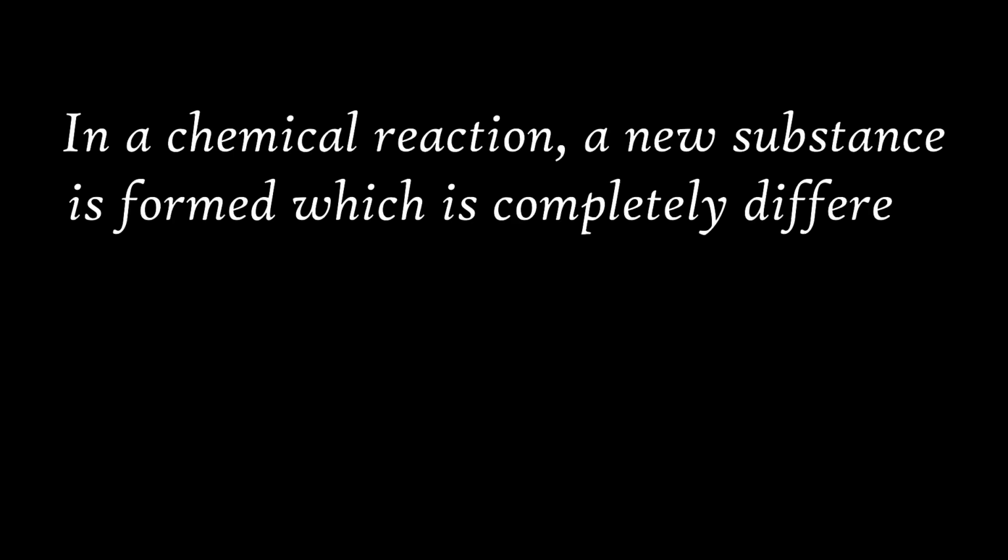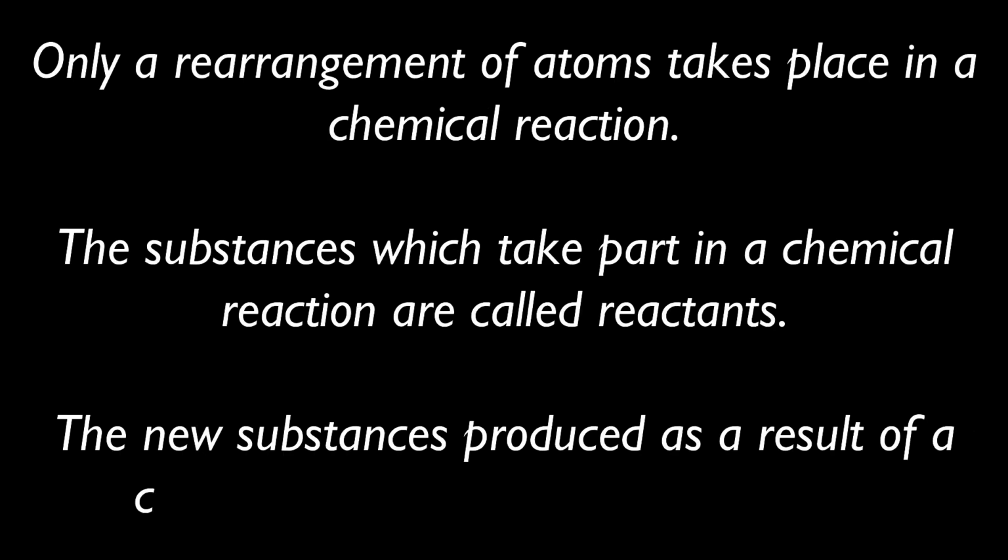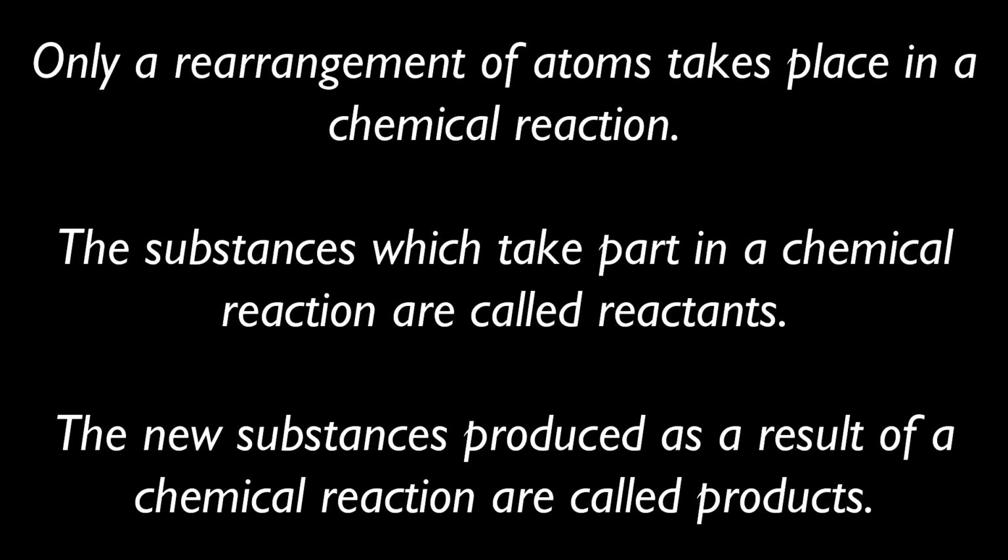In a chemical reaction, a new substance is formed which is completely different in properties from the original substance. So in a chemical reaction, a chemical change takes place. Only a rearrangement of atoms takes place in a chemical reaction. The substances which take part in a chemical reaction are called reactants and usually written on the left hand side of an equation, and the new substance produced as a result of a chemical reaction is called the product, and usually it is written on the right hand side of the equation. We will see about this later on.